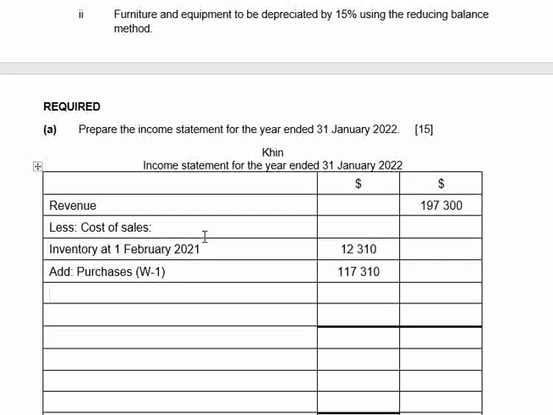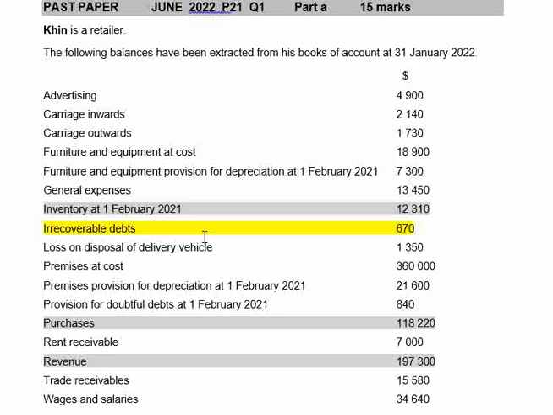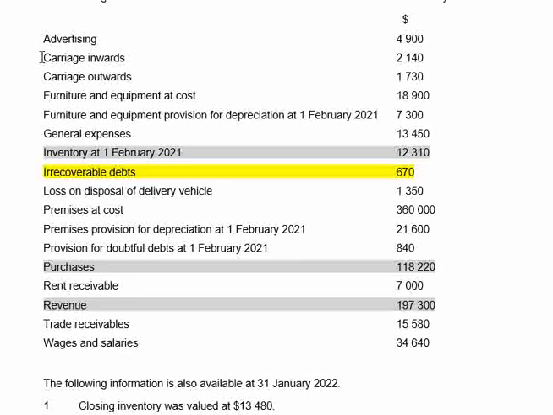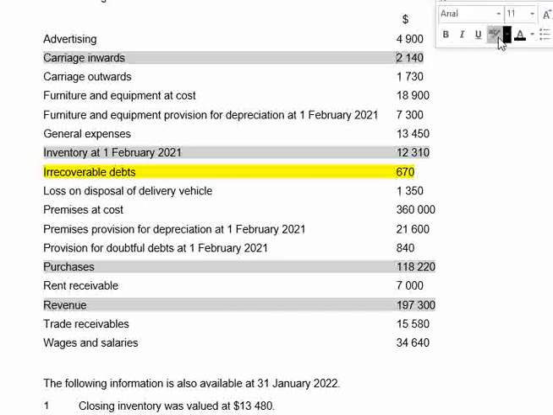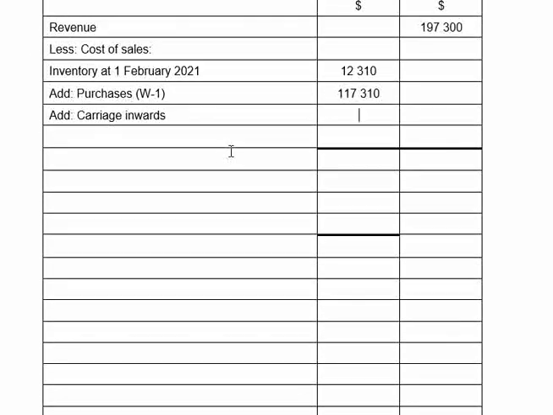And after purchases, you have to find whether there are purchases return given in the question. There are no purchases return given in the question. So you will add carriage inwards after the purchases. We will take carriage inwards. If we see, carriage inward amount is 2140. Okay. Then after that, less, you will subtract the closing inventory. So we'll use the word inventory at 31st January 2022. This is the year end.